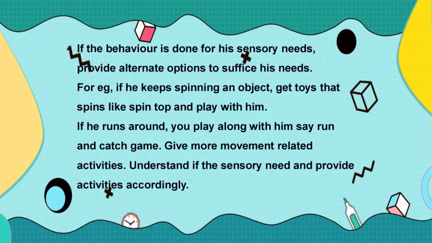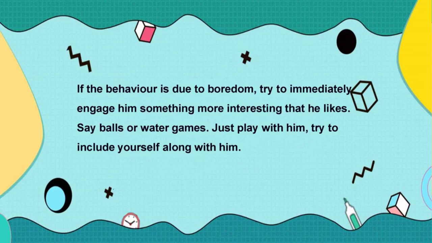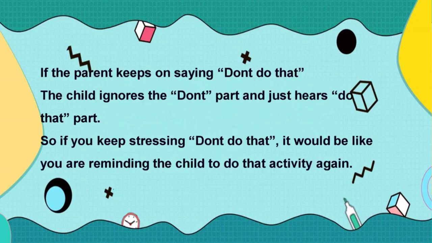If he runs around, you also play with him and run along with him and do a run and catch game. But when you run along with him, ensure that he notices you. You have to hold his hand, look at his eyes, bend down to his level, and then run along with him. Only then will he notice you. If the behavior is due to boredom, try to immediately engage him in something more interesting that he likes. Say if he likes a water game, a song, playing hi-fi with you, or running along with you. Try to distract his repetitive behavior.